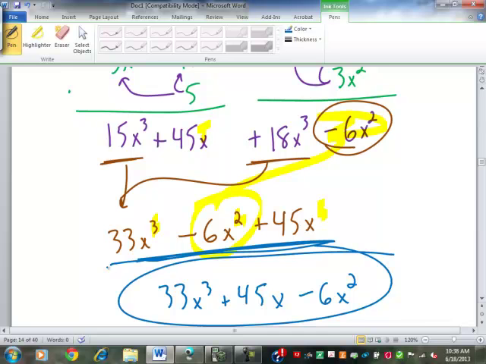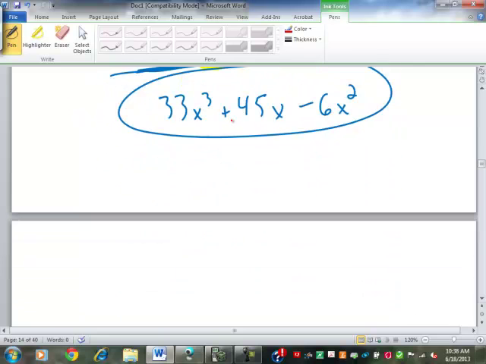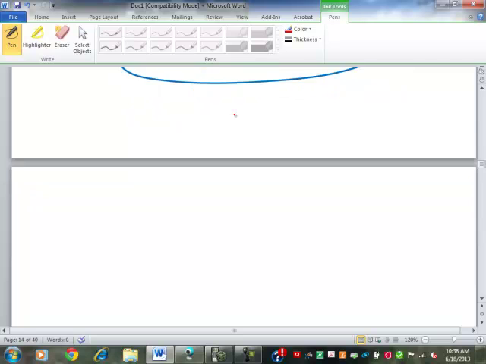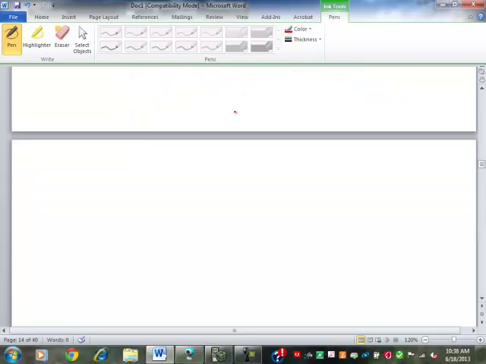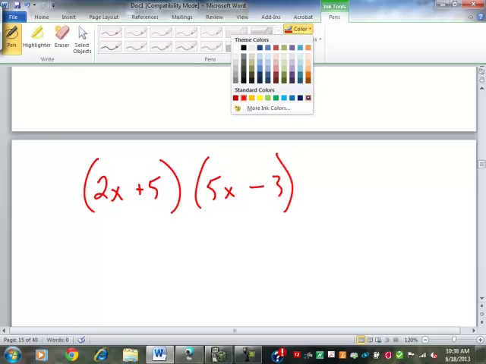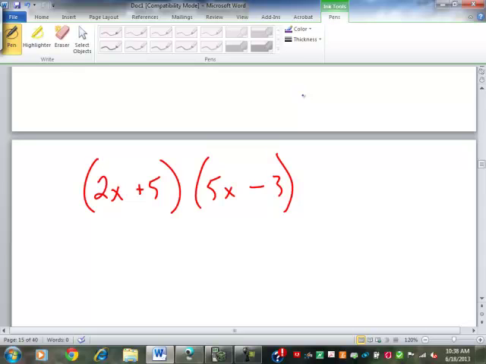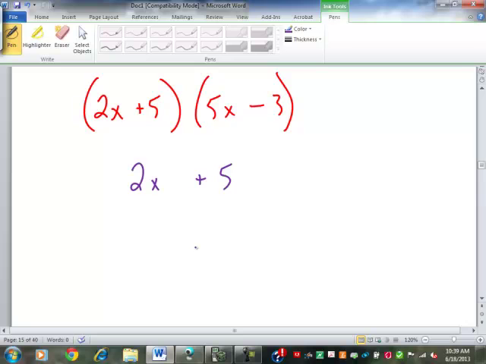Now we could take the next step, and I'm just going to show you this really quickly. We're not going to do a lot of it now. We'll come back to it more later and do more. But what if we had two-digit numbers like this? 2x plus 5 times 5x minus 3. Again, this is absolutely no different than whole number long multiplication. 2x plus 5, 5x minus 3.